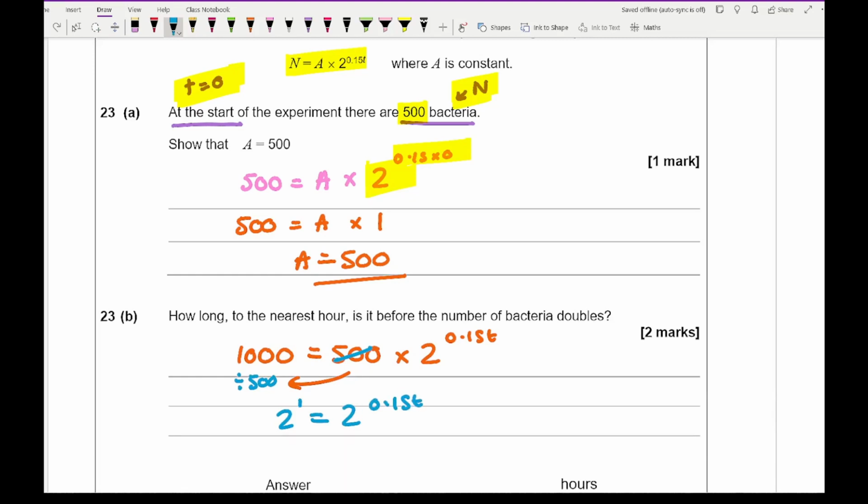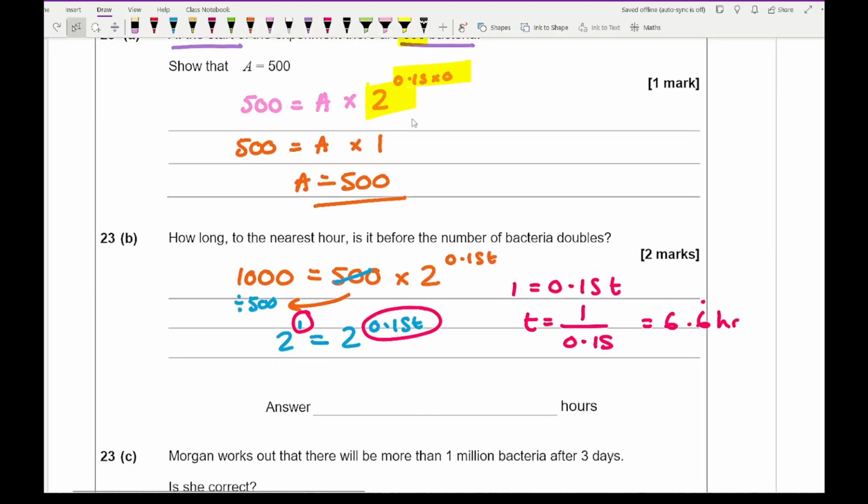Now 2 is just 2 to the power 1, so as you can see the bases are the same, so that means that the powers must be equal to each other. So 1 equals 0.15t, so t equals 1 over 0.15, and if I type that into my calculator, 1 divided by 0.15, I get an answer of 6.6 recurring, and we want it to the nearest hour, so to the nearest hour, this number rounded up is going to be 7.